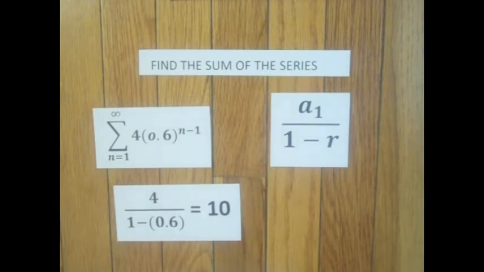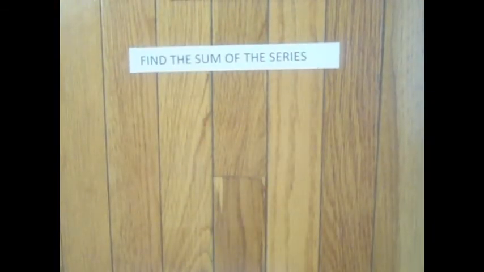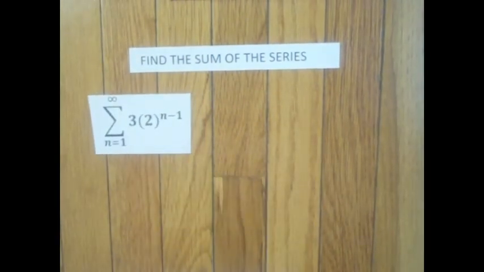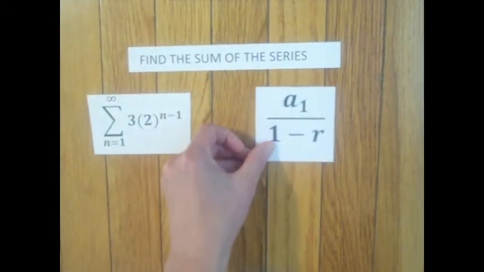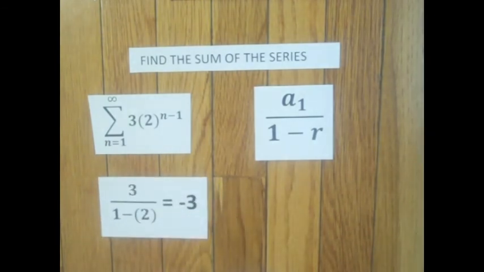We're going to look at another problem where we're finding the sum of the series. So here's another problem, and once again we have a geometric sequence and we're asked to find the infinite sum. And we're going to go ahead and use the handy dandy formula, a sub 1 over 1 minus r. And we plug everything in and we get -3.